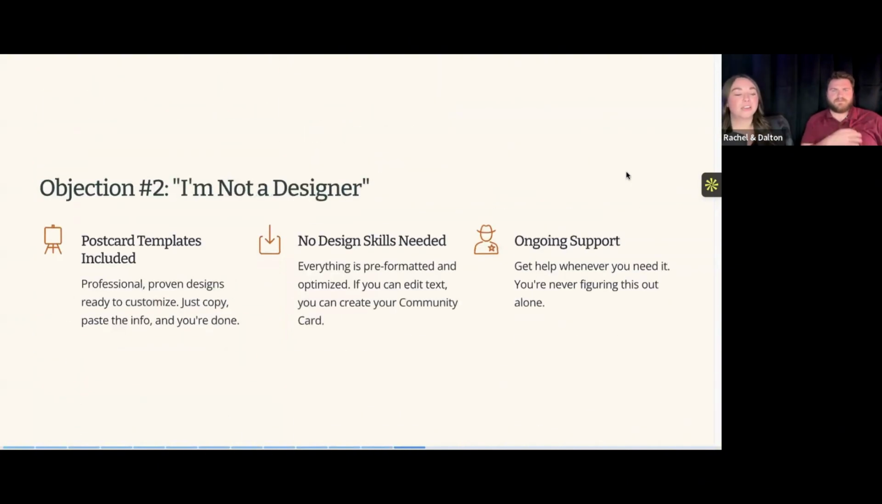Objection number two, I'm not a designer. I saw a few things in the chat as well that tie into this. So you don't have to be a designer. Within our community, we actually share templates where you just plug and play. So you exchange the information for the businesses that are participating. All you have to do is switch it out. If you can edit text, you can edit these templates. It's super simple. And then within the community, we offer ongoing support. So if you're struggling with a design, struggling with getting it set up, that's something that we can help with.